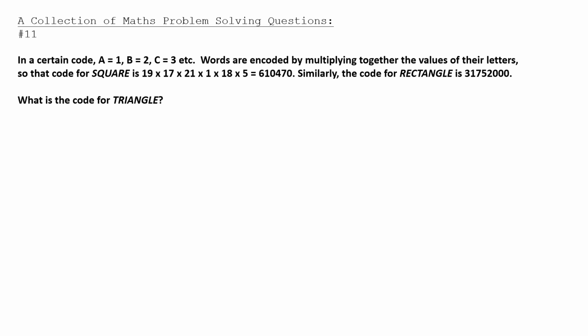In a certain code, A equals 1, B is 2, C is 3, and the words are encoded by multiplying together the values of their letters, so that the code for square is 19 times 17 times 21 times 1 times 18 times 5, which gives 610,470. Similarly, the code for rectangle is 3,175,200. So what is the code for triangle?